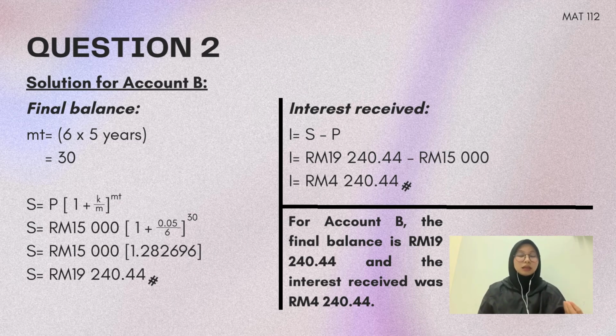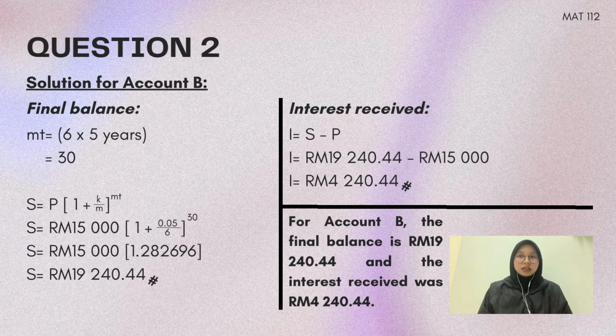And the D is the same as account A because both accounts use 5 years. So 6 times 5 years, we get 30 for NP. And the K is 0.05 because account B uses a 5% interest rate. Okay, so from this formula, we get the final balance for account B, which is RM 19,240.44.